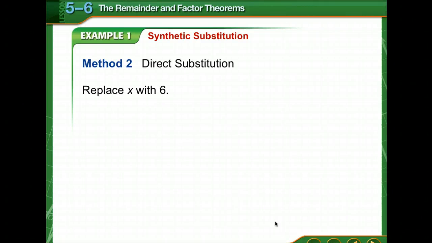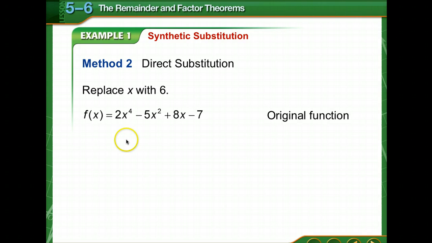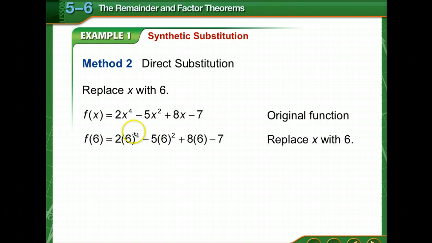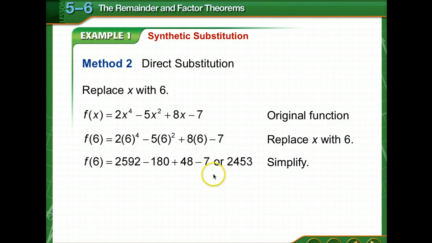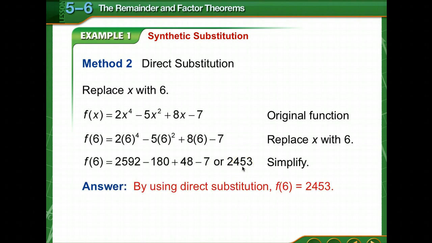So let's use direct substitution where we're going to replace x in this polynomial with 6. Here we've put a 6 in place of x everywhere. And sure enough, we get 2,453 by using direct substitution.